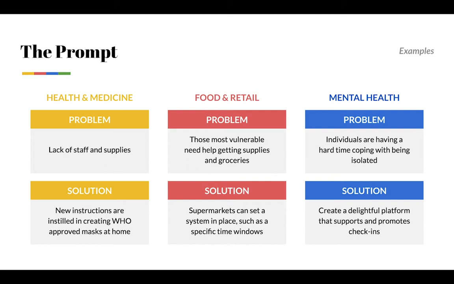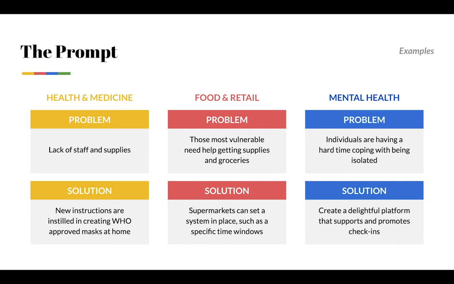Another example is food and retail. So the most vulnerable are sometimes having trouble getting groceries and supplies. And so, one solution to that is that supermarkets have set up a system in place, such as specific time windows for either the elderly or health workers. One thing that I had read was a news story about, I think it was a nurse, a health worker that had just come back from a 12-hour shift, needed to get groceries, and actually the shelves were kind of emptied out already. And so, grocery stores are finding creative solutions to that problem.